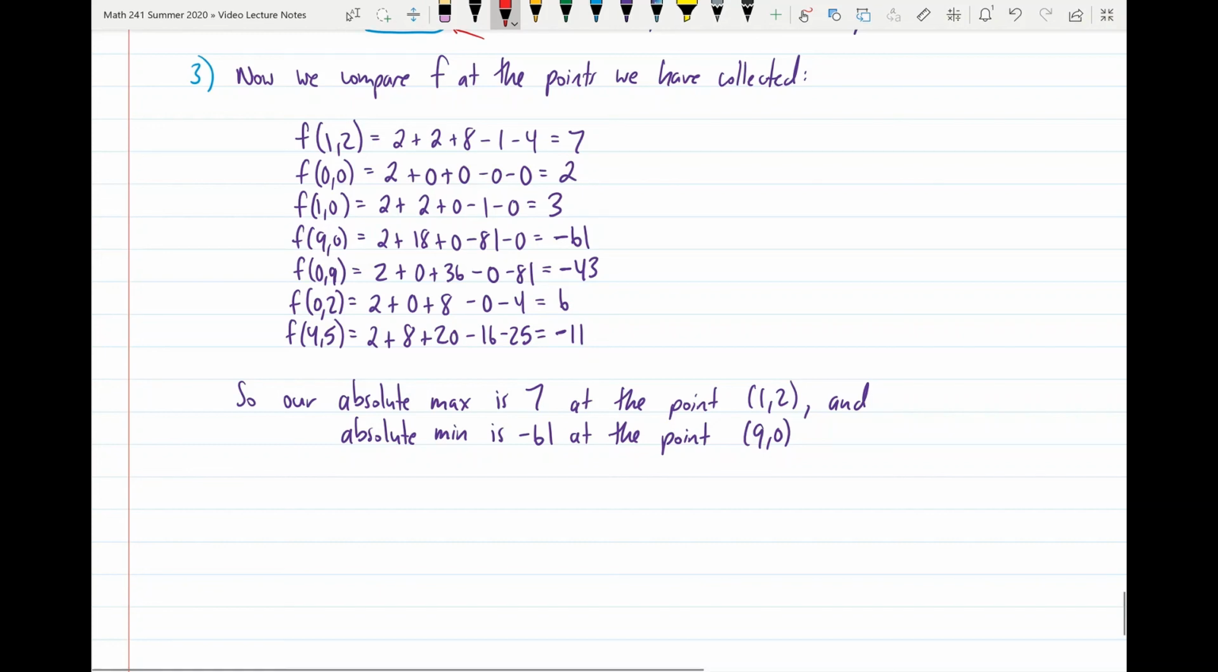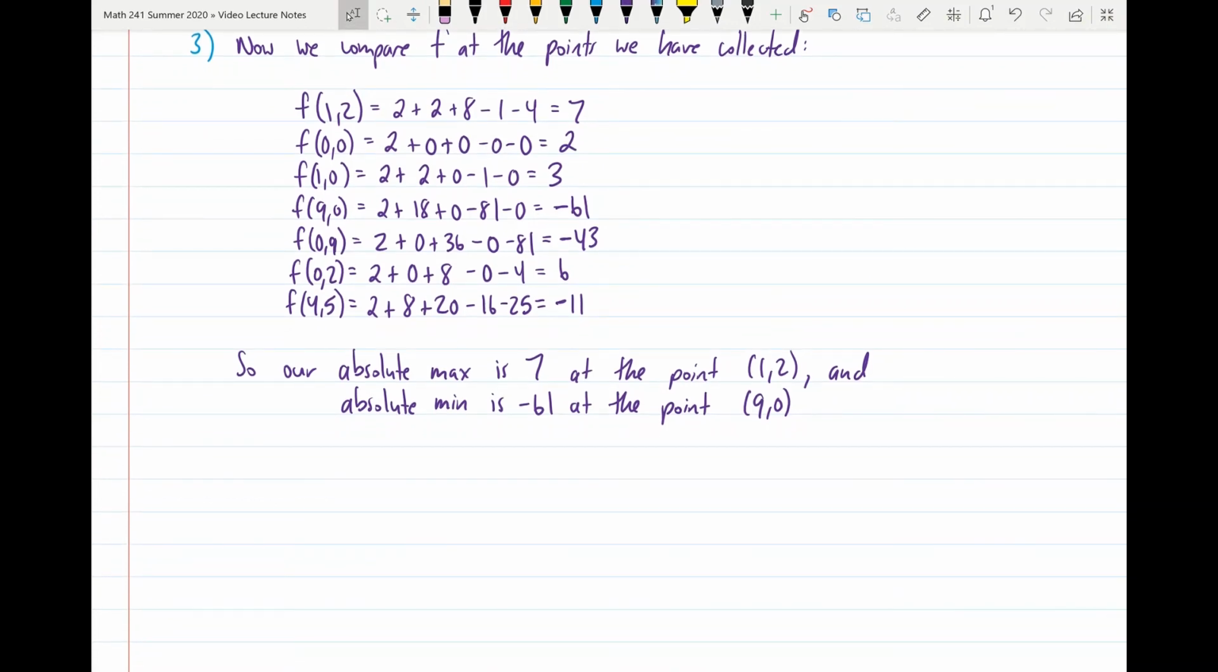So here's just a list of the different values that we get. When we take 1, 2 and plug it in, we get 7. We take 0, 0, or just the origin, and plug it in, we get 2. When we take 1, 0 and plug it in, we get 3. When we take 9, 0 and plug it in, we get negative 61. When we take 0, 9 and plug it in, we get minus 43. When we take 0, 2 and plug it into the function, we get 6. When we take 4, 5 and plug it into the function, we get minus 11. So these are all the different values that pop out at our different points.